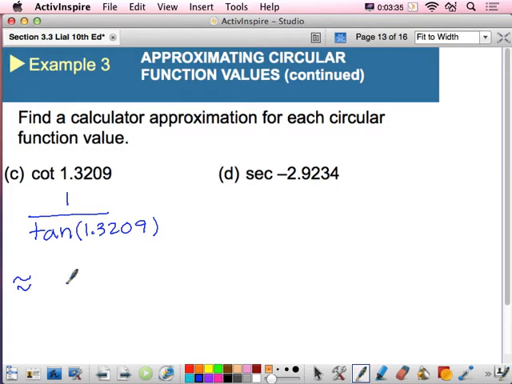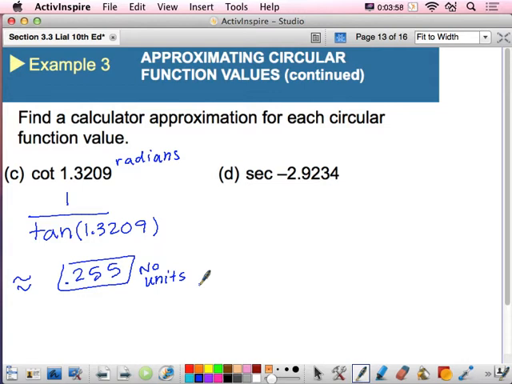0.255. We don't have to write radians. A trig function value, the answer to a trig function, has no units. But even if it were an angle, if it's in radians, you don't have to say radians. Some people do, but there's no symbol for it.